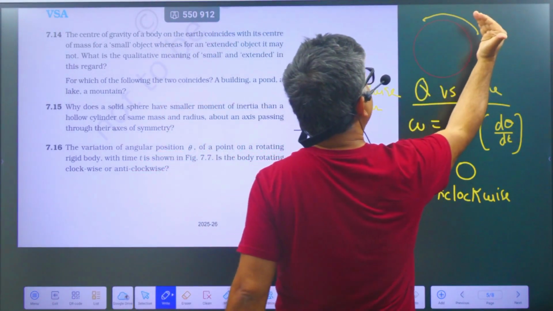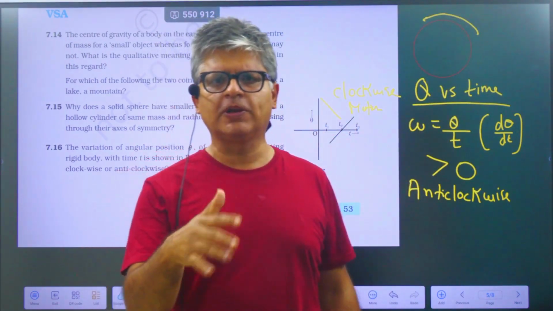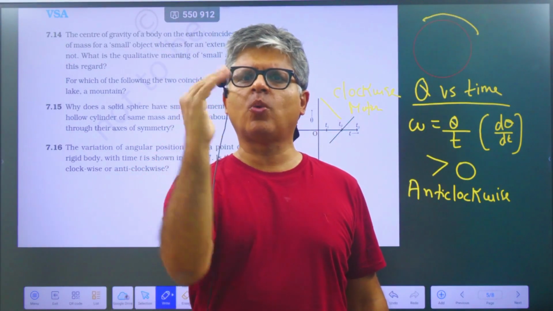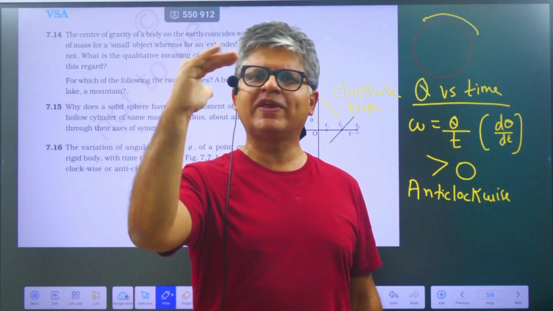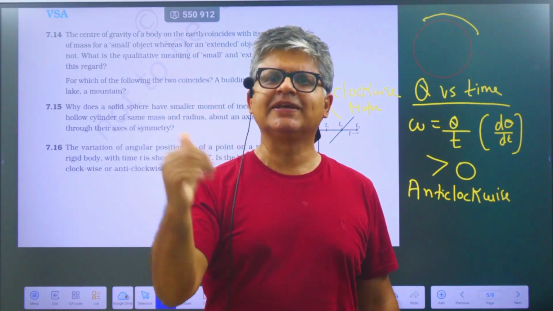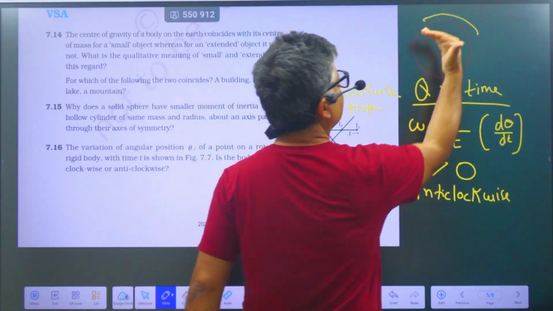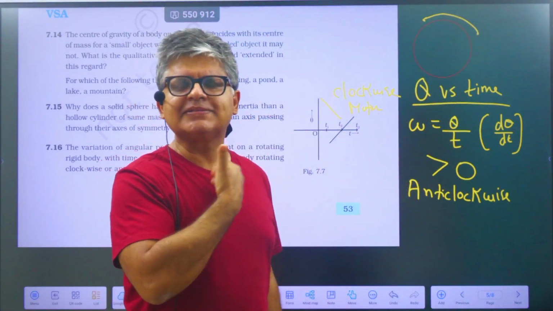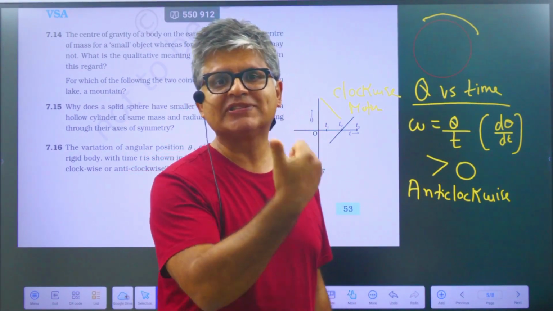So I am just rotating my finger like this. My thumb is coming out. If you do this on the book, you will also find that if you do an anti-clockwise curl around the direction of rotation, the body rotation is in anti-clockwise direction. There is a thumb which is pointing out in this case, right? This particular thumb is the vector of omega, because omega is a vector. So you will get positive.